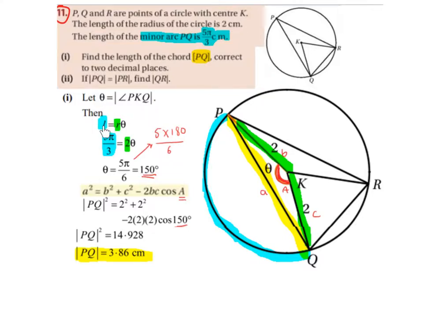Then L is going to be R times theta. So the length of the arc, the minor arc PQ, highlighted in blue, is going to be the radius times theta. And remember, the radius is 2 centimeters. We were told that in the question.